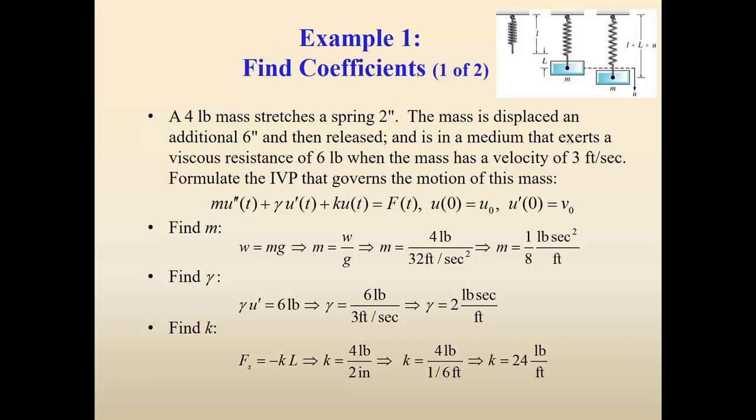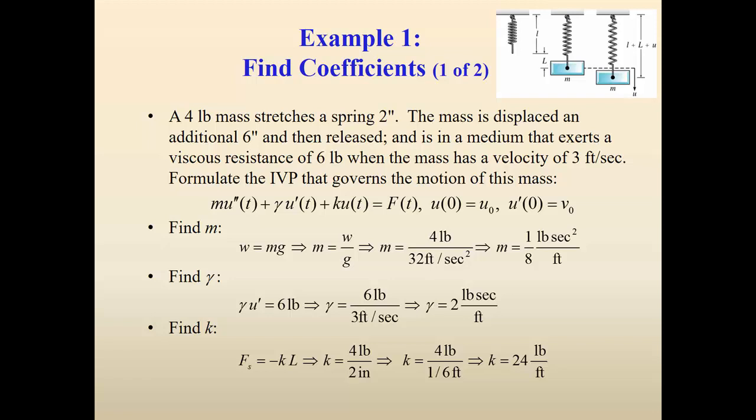Okay, so mass, you need to be careful because 4 pounds is a weight, not a mass. So 4 pounds divided by the acceleration due to gravity. In imperial measurement systems, that's 32. So my mass is going to be 1/8 pound second squared over a foot. That's what happens when we use imperial measurement systems.